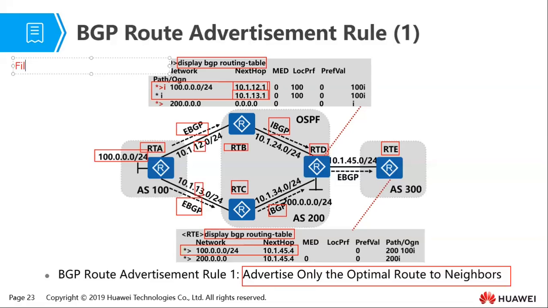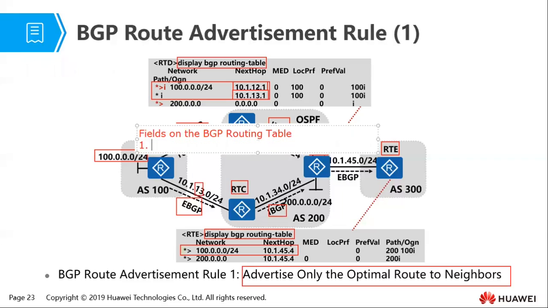Fields on the BGP routing table. Where should I put this one now? Okay, maybe I can put it there.